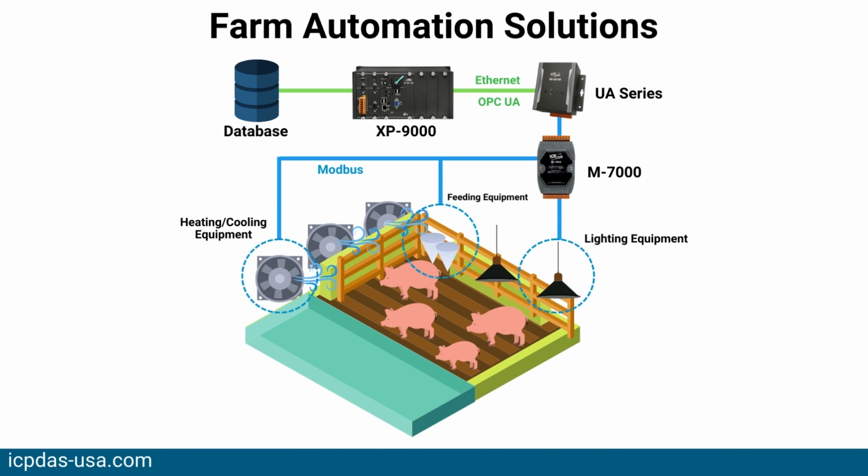The upper control, XP-9000, manages daily feeding and drinking equipment of every pig pen and integrates the data of the water supply, feed volume, and diet to the database, and then analyzes the data and adjusts the application to plan the best breeding solution.